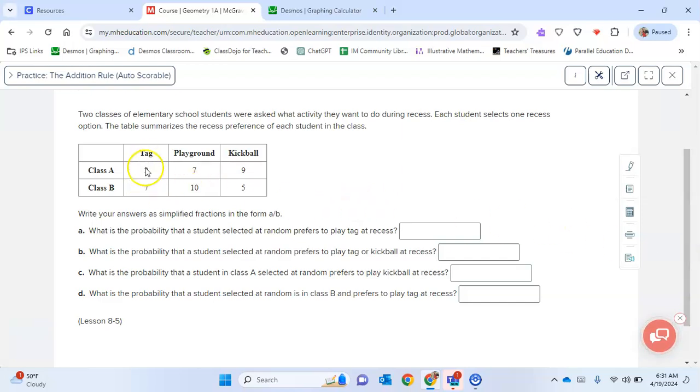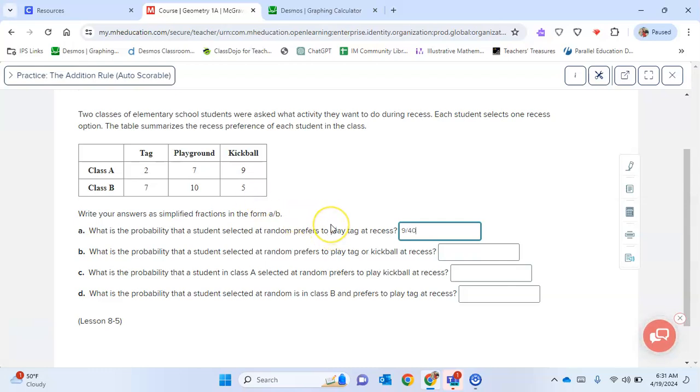All right, there were 9 people that liked to play tag. And how many are there total? 18, 19, 20, 30, 40. There are 40. 9 40ths cannot be reduced.